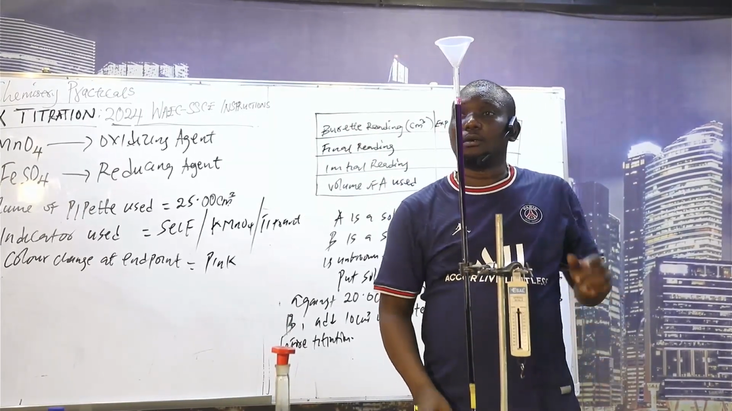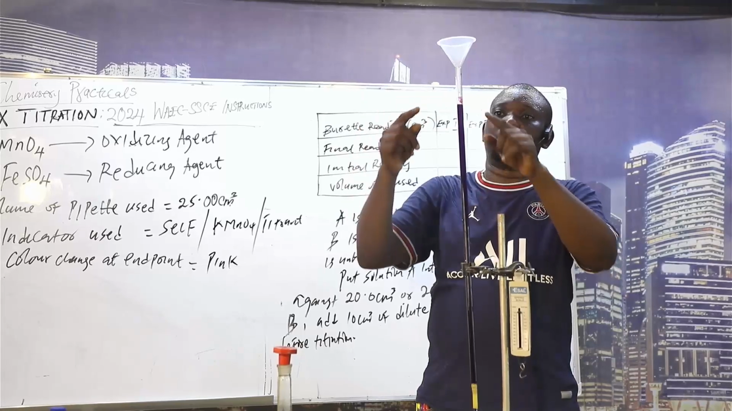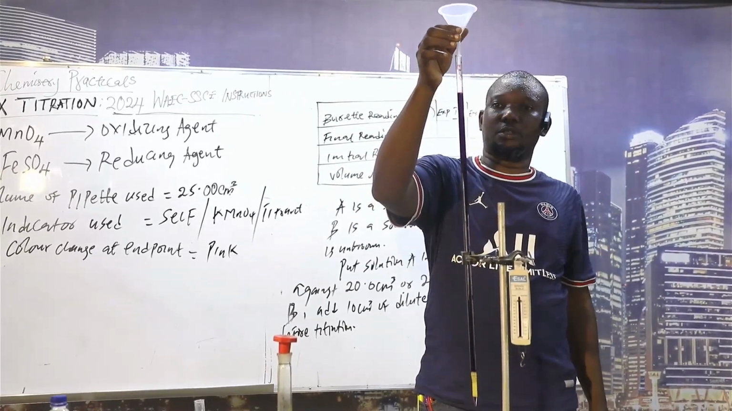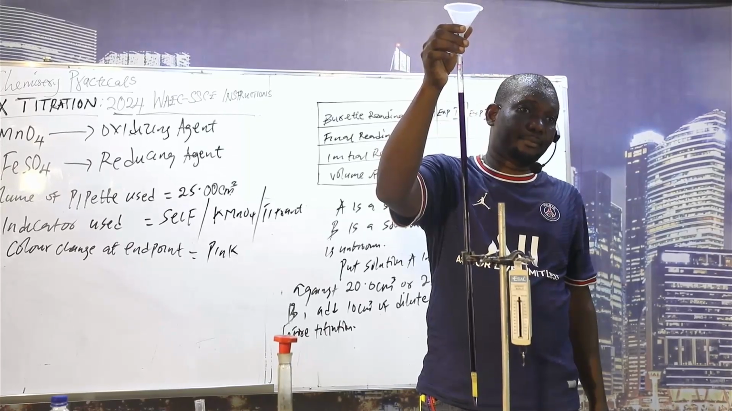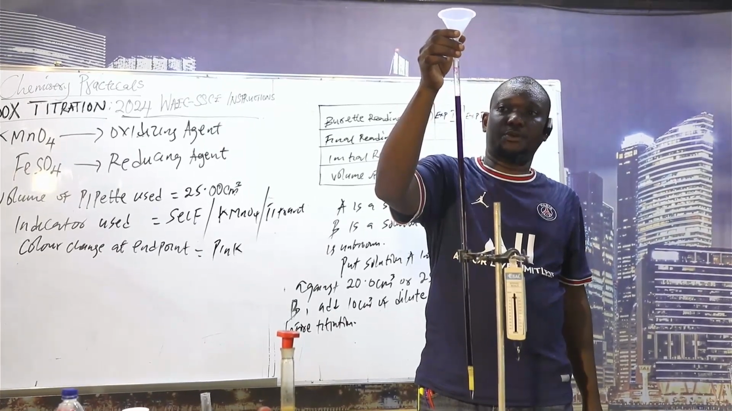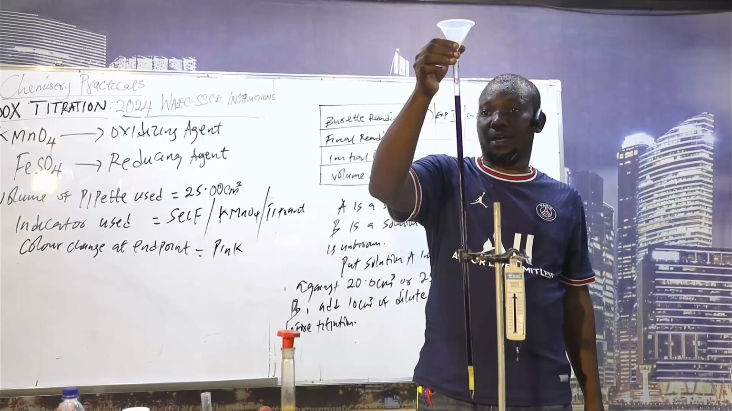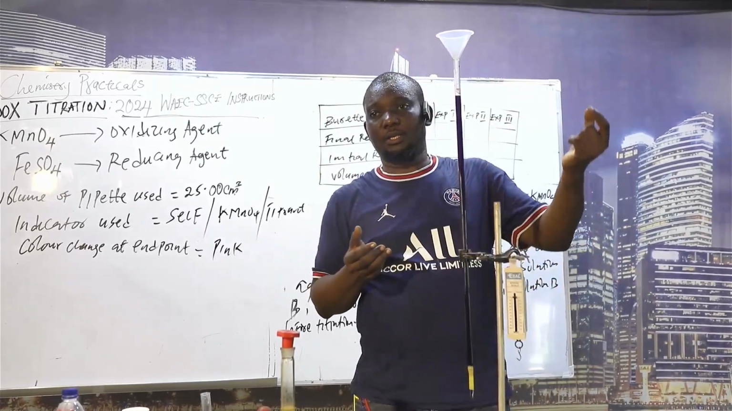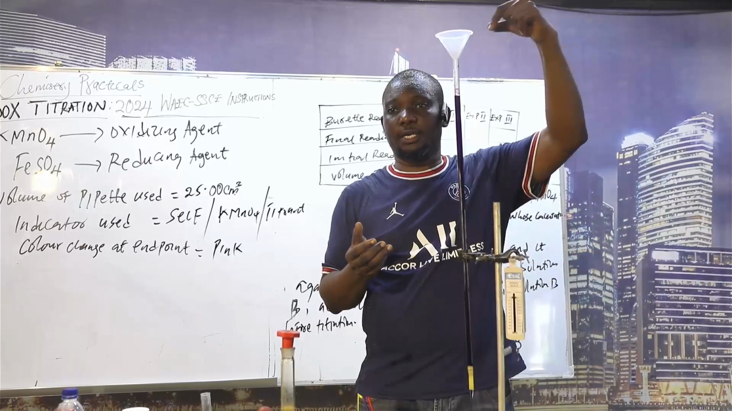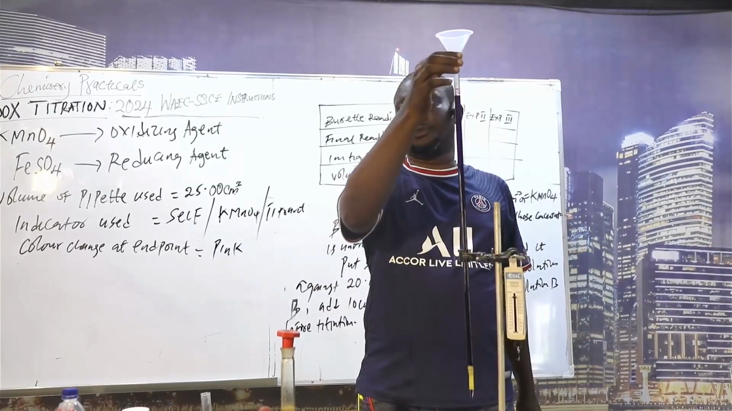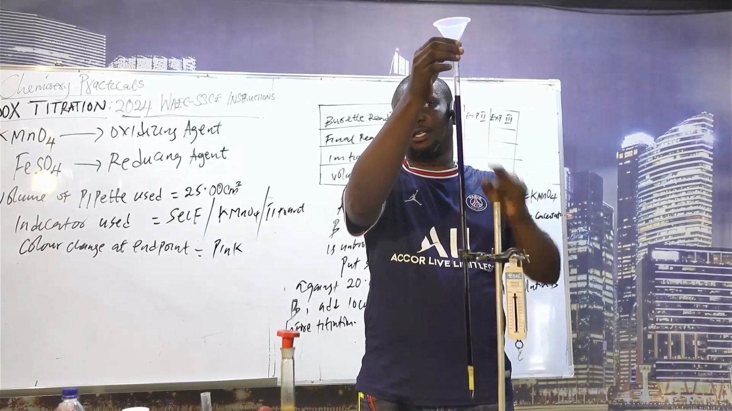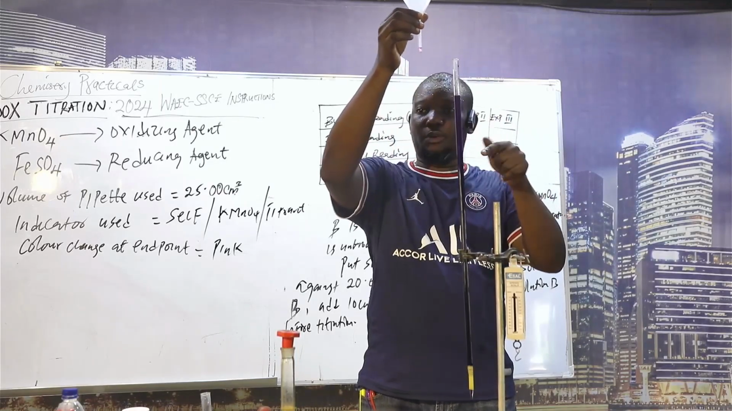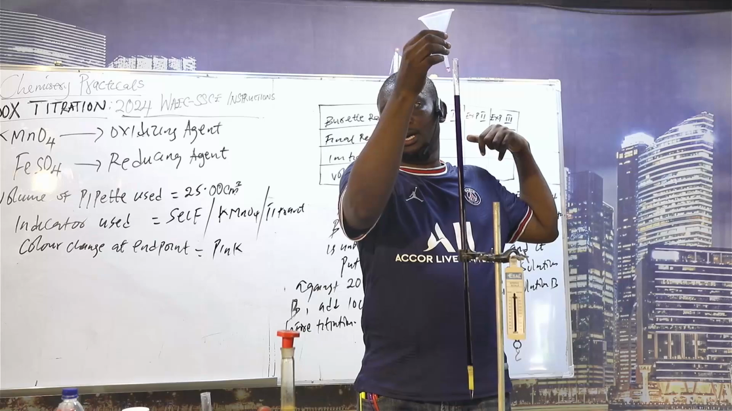After pouring solution A into the burette, please ensure you remove the funnel. This will be one of the precautions taken to ensure that your results are accurate. After pouring solution A into the burette, you remove your funnel to avoid a drop. This drop could mistakenly add to the volume that you've already taken, and that will affect your volume.